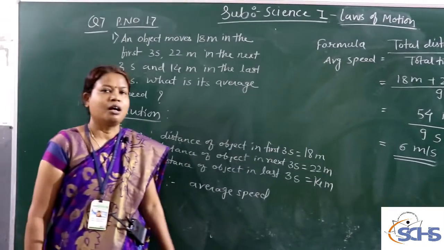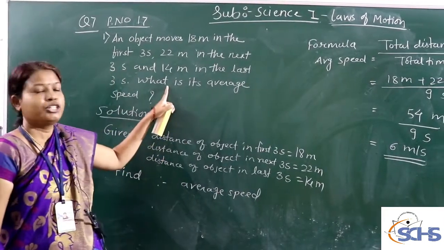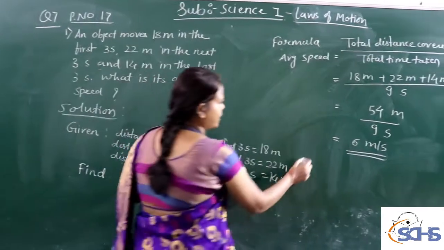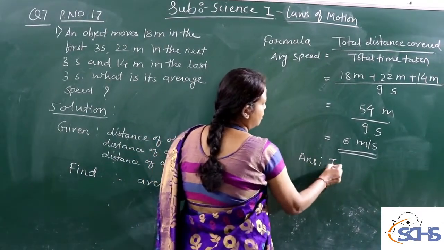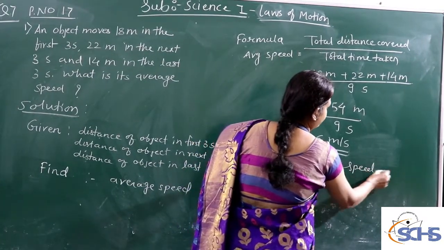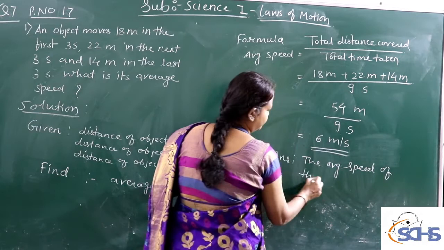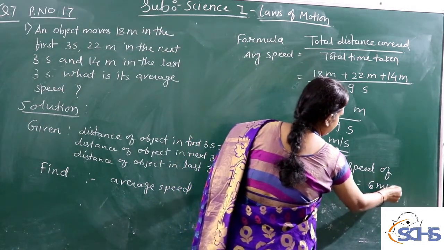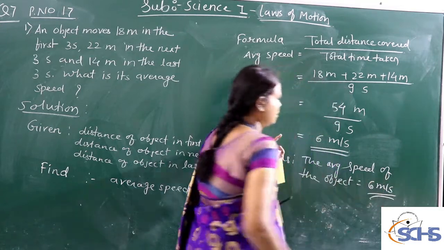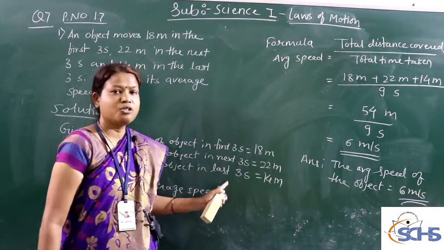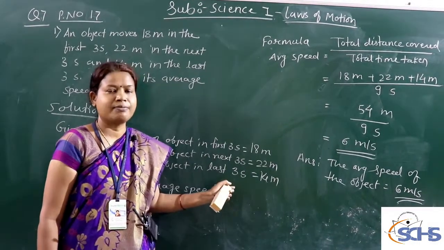So students, our answer is, what is our question? What is its average speed? So our answer is, the average speed of the object is equal to 6 meter per second. Now write down this solved problem in your regular Science 1 register.